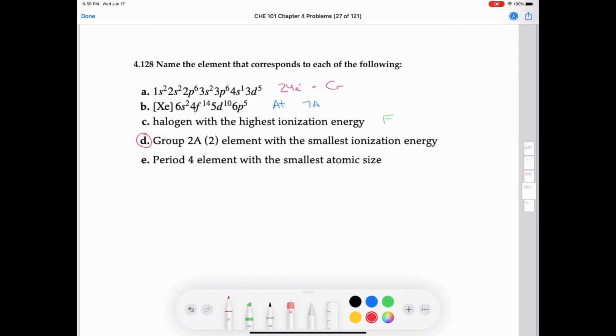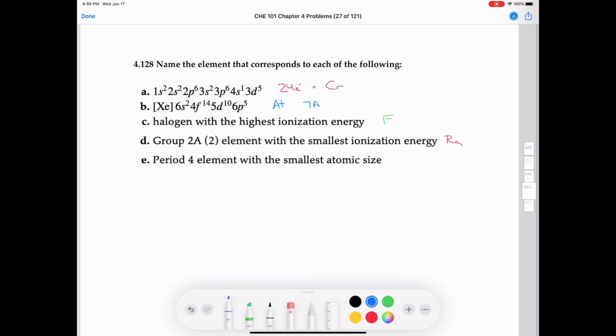Next, I'm looking for the group 2A element with the smallest ionization energy. So if I look at group 2A, it goes beryllium, magnesium, calcium, strontium, barium, radium. These are the alkaline earths. And when we're talking about ionization energy, again, the bigger the element is, the smaller its ionization energy will be. So therefore, as we go down a group, ionization energy will decrease because the electron cloud gets bigger and bigger and bigger. And so the smallest ionization energy that will be found in group 2A will be that of radium.